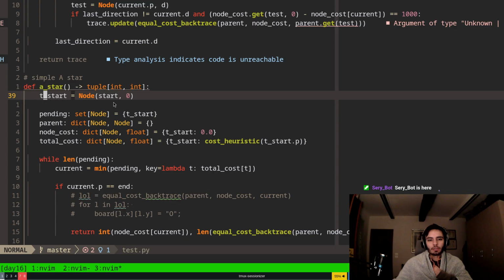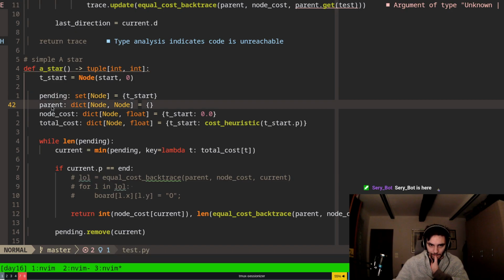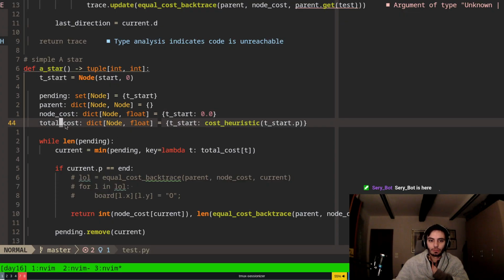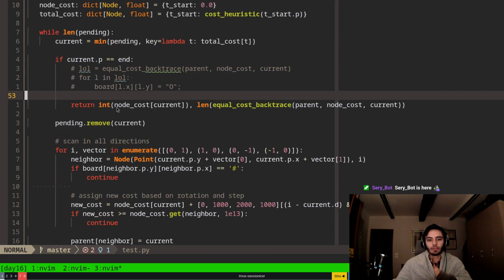which should be t.start node start.0. Okay. Pending set node t start. This would be like my parent. That would be the previous node, cost, node total, g cost, f cost. Okay. So this goes to be good. While len of pending, which is the current min of pending lambda total cost. Okay. If current point equals end, return. Fine.